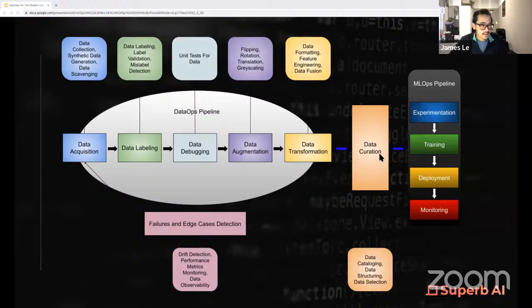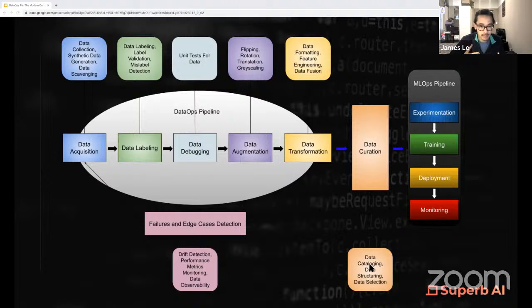The sixth phase is data curation. And I think this is the most underrated step in this whole life cycle, because it's a very critical part, bridging the gap between the DataOps pipeline and the MLOps pipeline. Data curation is the idea that you only want to curate the most relevant data points to use for your development efforts. And in practice, you can do things like data cataloging.